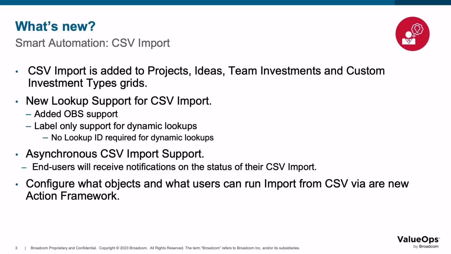And it doesn't impact the performance of your Clarity server. Also, some of the feedback we got with CSV import is that they want to be able to turn this capability on or off for their end users, and in certain areas and for specific users. So we've added support for our action framework to add our import for CSV with that. Clarity administrators will be able to choose where they want to expose it and to what users they expose CSV import.